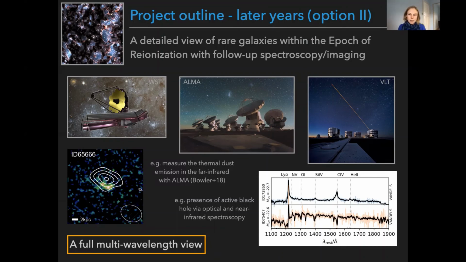So an example of what we can do here is shown by these different telescopes that we could apply for. And on the bottom left, the white contours show you the direct detection of dust emission in a galaxy 800 million years after the Big Bang. And this is telling us that dust exists then, which is really exciting. And on the bottom right is a demonstration of the information you get from spectroscopy. The top spectrum is from an object dominated by an active black hole, and the bottom spectrum is dominated by star formation. So there's a lot of information that can be obtained via follow-up spectroscopy.